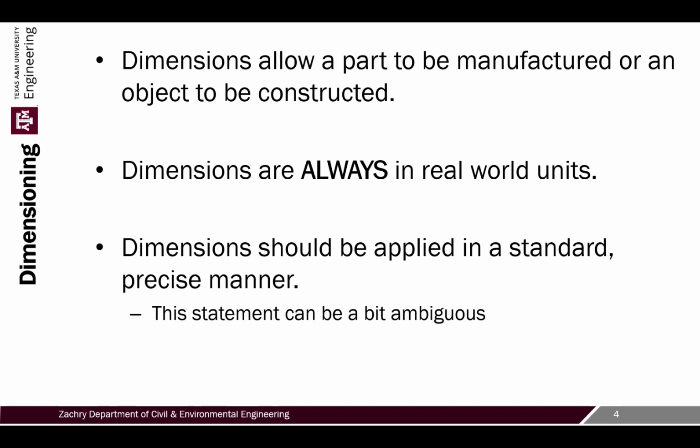Dimensions should be applied in a standard and precise manner. Now, this statement can be a little bit ambiguous. What do we mean by standard and precise manner? Well, we're going to be using certain standards. Most of the rules that I'll be stating will be based off ANSI guidelines. And so we're going to be using those in our design. But as a civil engineering profession, we do some things slightly different. And so as we move on, we'll show those exceptions to kind of those standard rules.